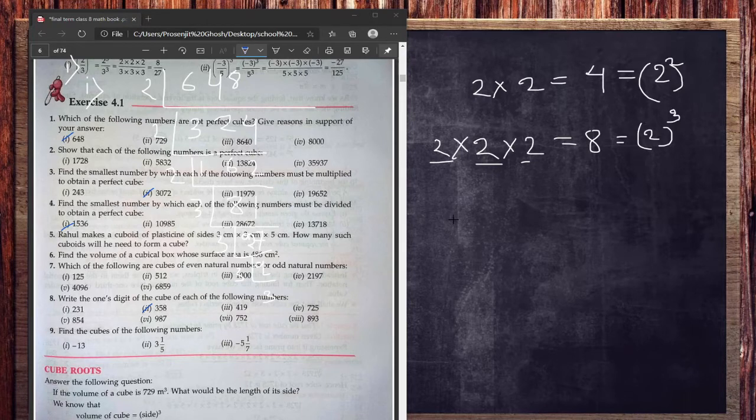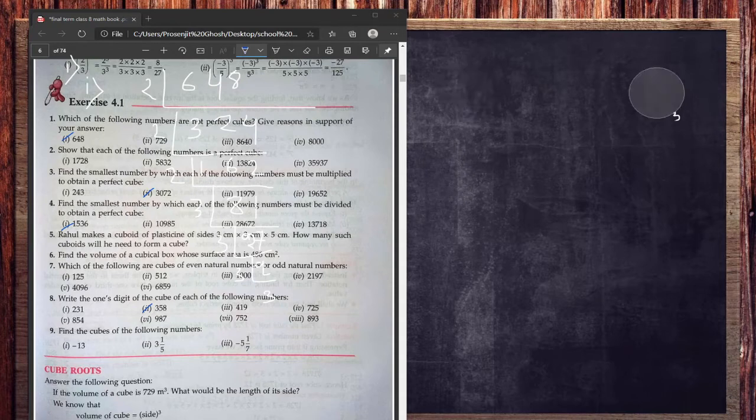So what is a perfect cube? That is, if the same number is multiplied with each other one by one for 3 times, you can see 1, 2 and 3, then you will get what is nothing but the perfect cube. So that is all about the cubes. So how will we figure it out or find that? Same thing, take the LCM.